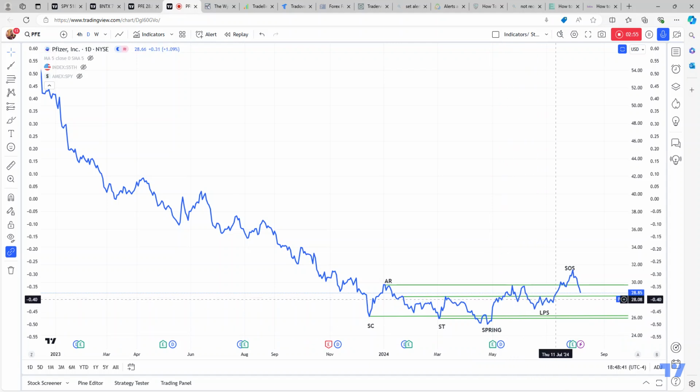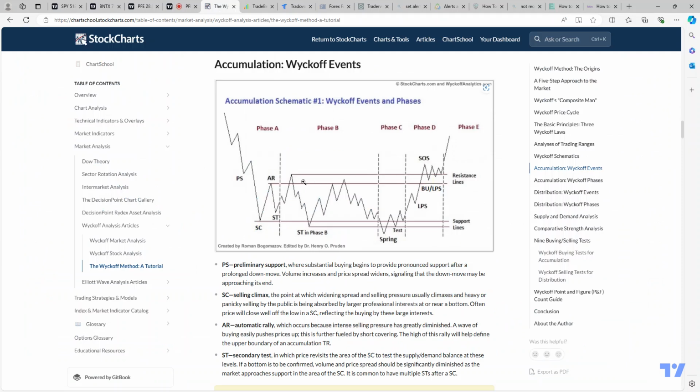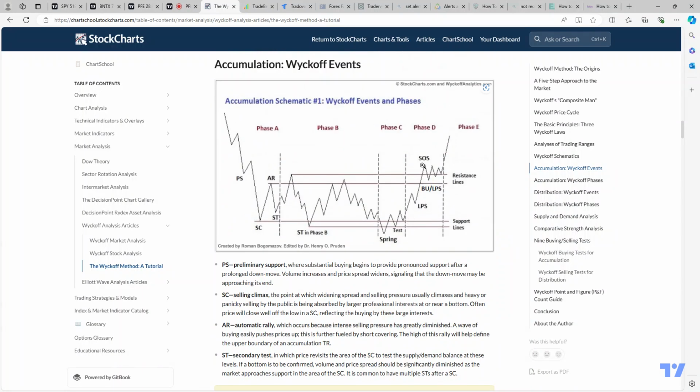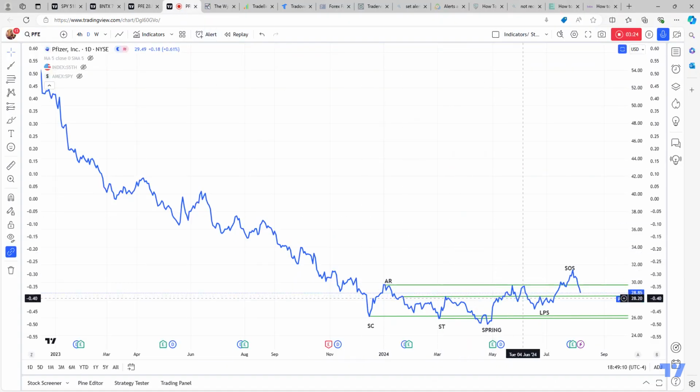And then when you see a breakout of this range, of these resistance lines, that is called show of strength. You can see that there. When you get a breakout of resistance, that is show of strength, SOS, sign of strength. And then after that, you can get a pullback. So that's what the BU is, a backup or just some consolidation or pullback. And then it takes off in phase E. That's the markup phase.